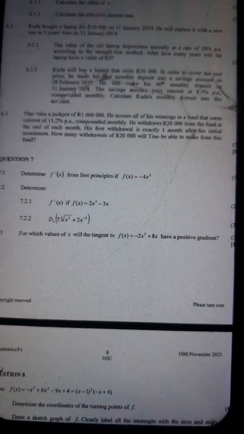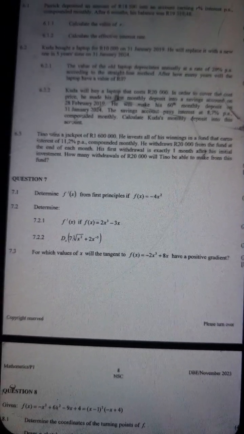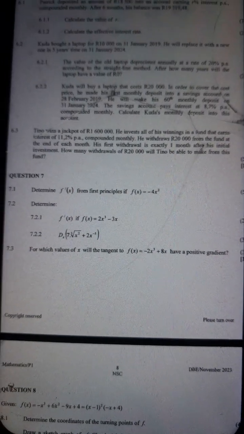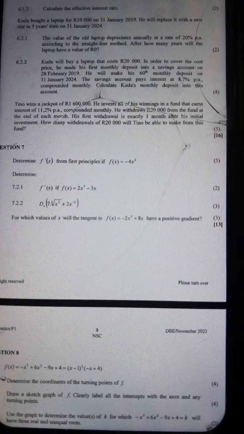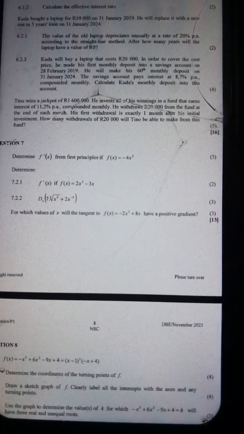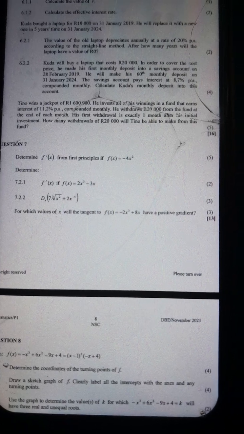Grade 12. In this video we are revising November 2023 as we're preparing for 2024, right? So paper 1, I decided to start with calculus at question 7. Question 7 has about 13 marks, right? So where you're going to deal with your differentiation, first principles. Yeah, those are very important parts.